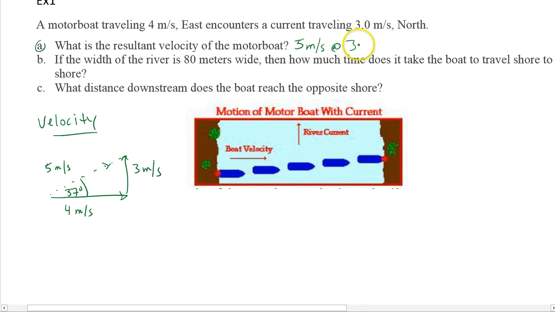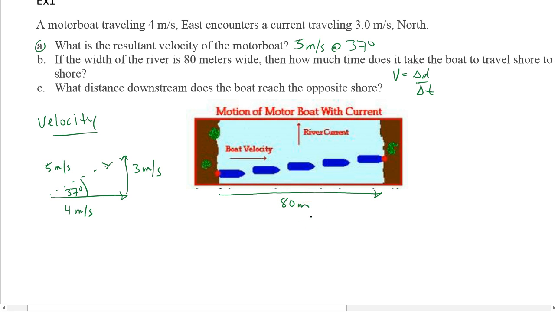Now B says if the width of the river is 80 meters wide, how much time does it take the boat to travel shore to shore? Now the hint that they gave us already is that we're going to be using V is equal to delta D over delta T. So if the width is 80 meters wide, in other words, the distance from here to here, this is 80 meters. This is the displacement, I should say, that the boat is going to be taking. So you'll notice one thing right away. This is a velocity diagram and there's no 80 meters on it.